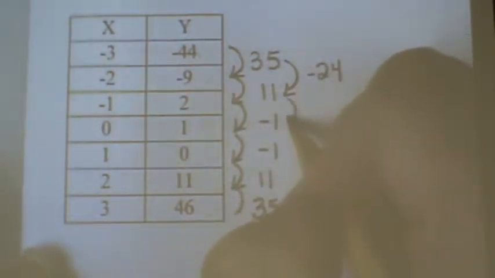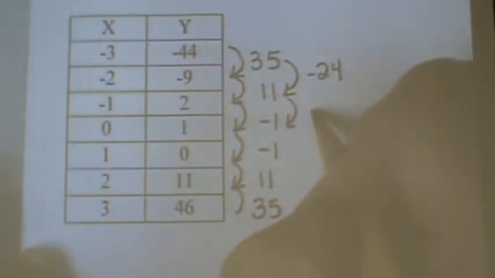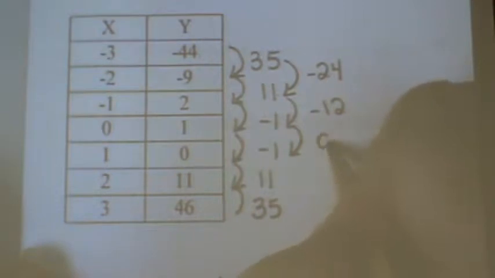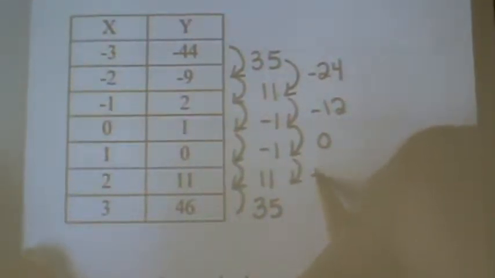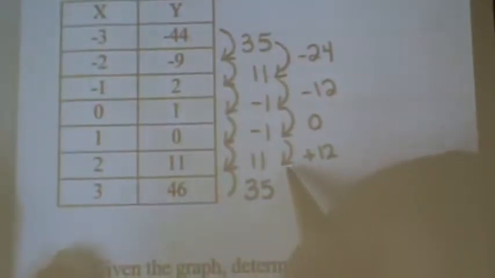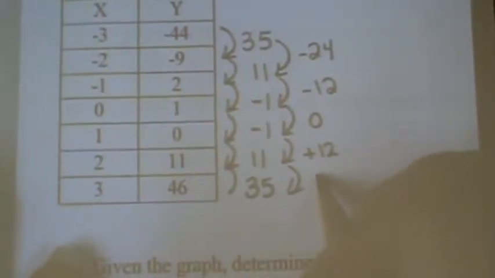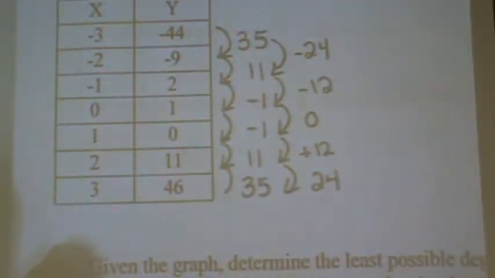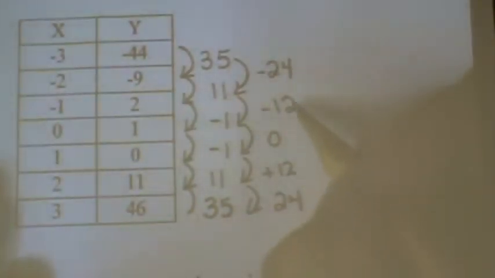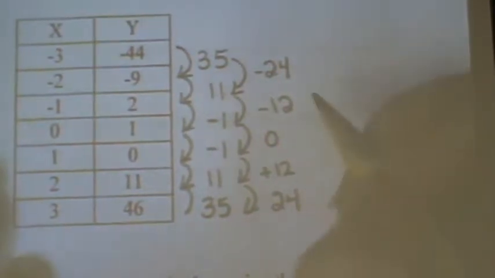From here to here. Minus 12. Here to here. 0. Here to here. 12. And here to here. Add 24. Next. If these were the same, it would be quadratic, but they're not.